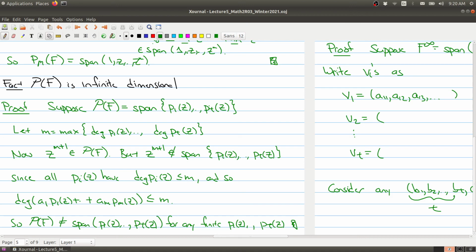So this gives you a nice example of both a class of vector spaces, and it also gives you your first example of an infinite dimensional vector space. In our last example, we'll look at another example of an infinite dimensional vector space.